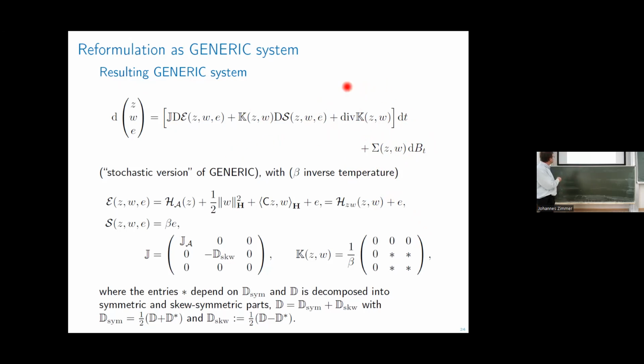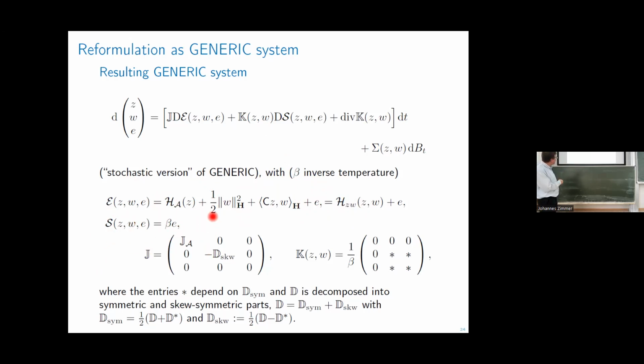And how does it go? Well, the energy is not very surprising. It's the Hamiltonian of the molecule. It's the energy on my projected variable W. It's the coupling. And it is the energy which is kind of what I was exchanging between the heat bath and the system.